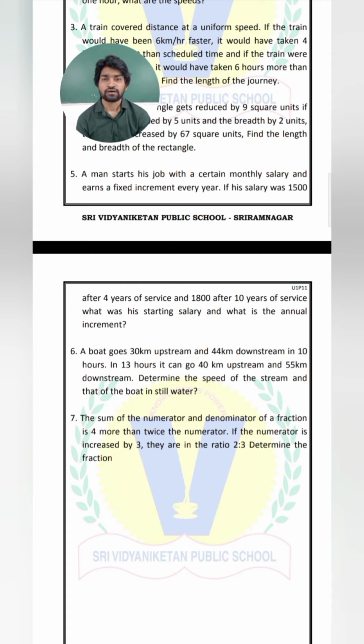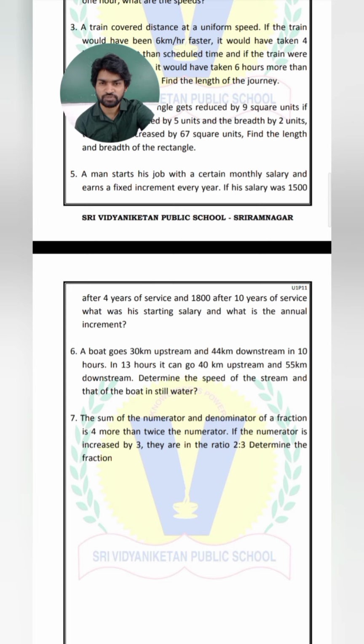Next, after 10 years he has 1800. So x plus 10y is equal to 1800. This is our second equation. So if we solve these two equations, we will get our x and y. X is fixed. So if you eliminate, x will be eliminated, so you can find y. This is our today's topic, children.